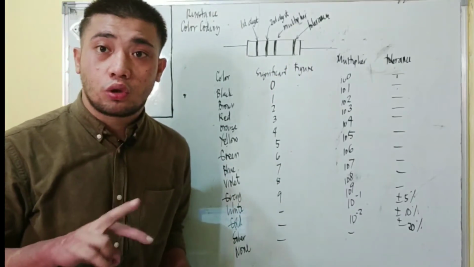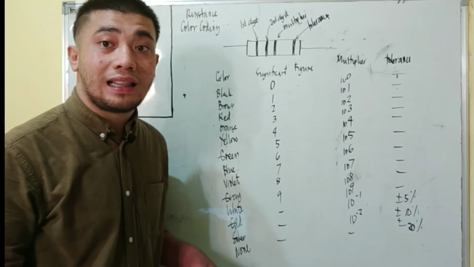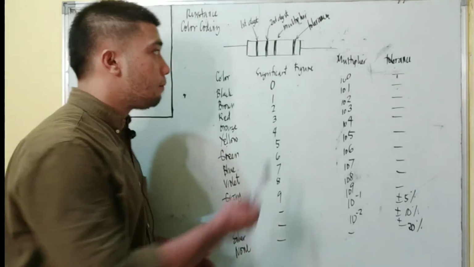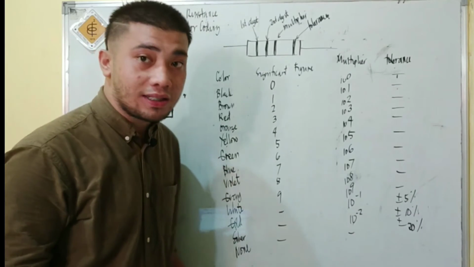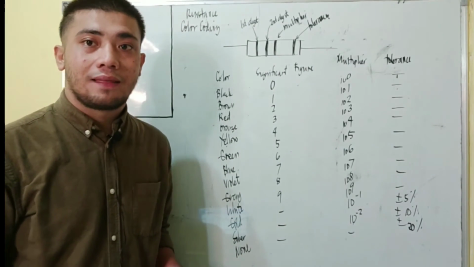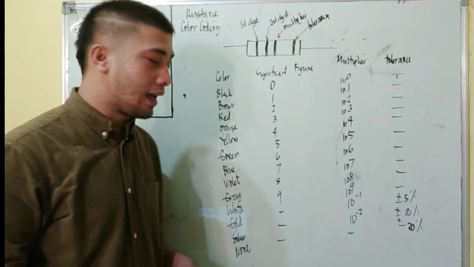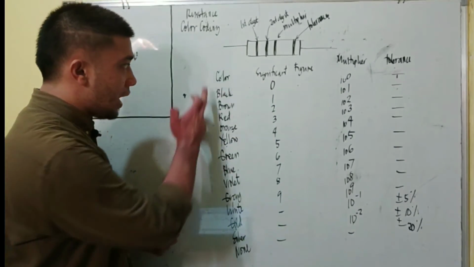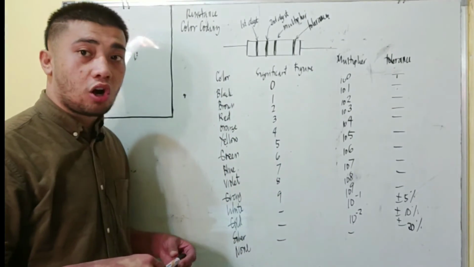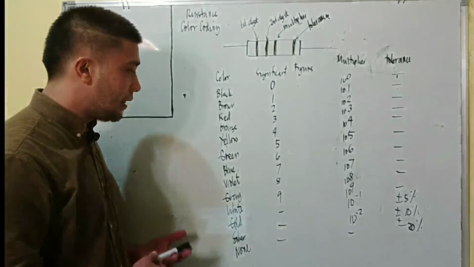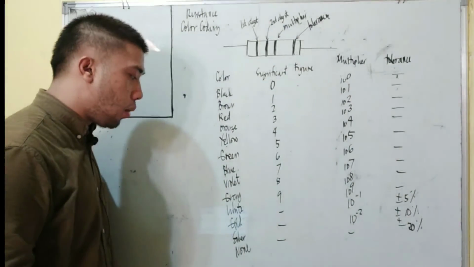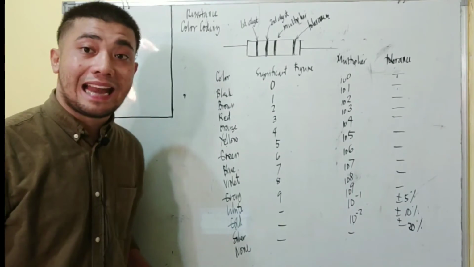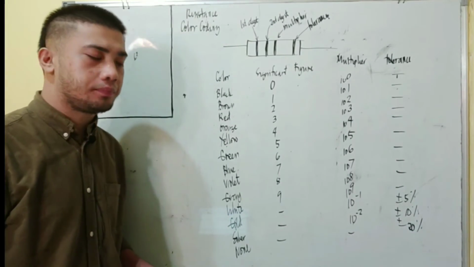For the first two bands, that is called the digits or the significant figures, the first digit and the second digit. The third band is for the multiplier. And the last band is for the tolerance. We have here the color coding for the colors black, brown, red, orange, yellow, green, blue, violet, gray, white, gold, silver, and none if there is no color at all.